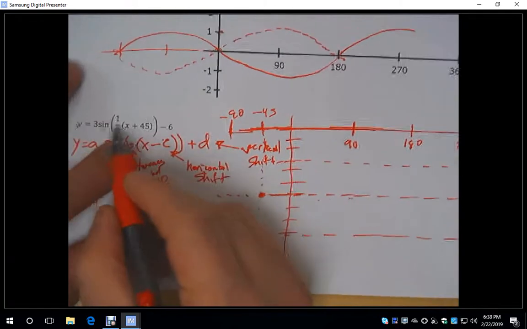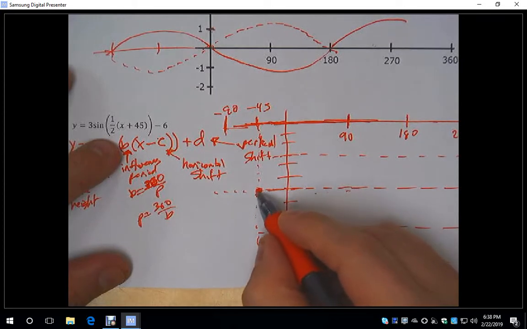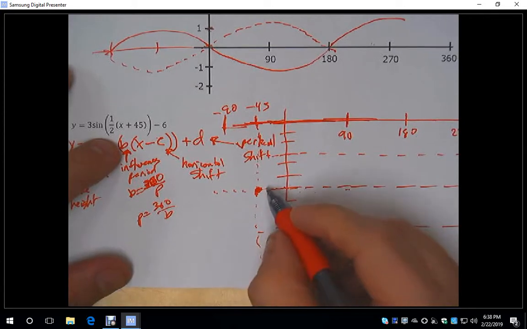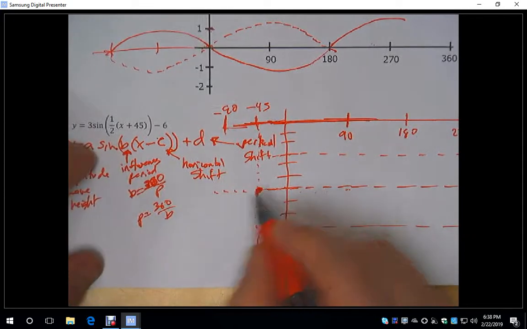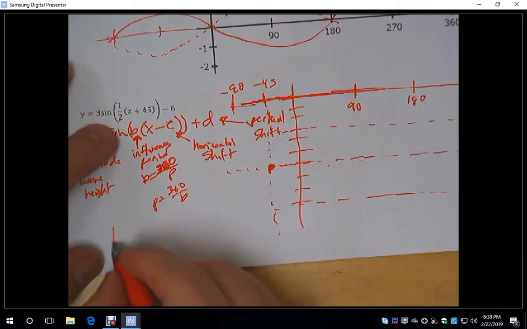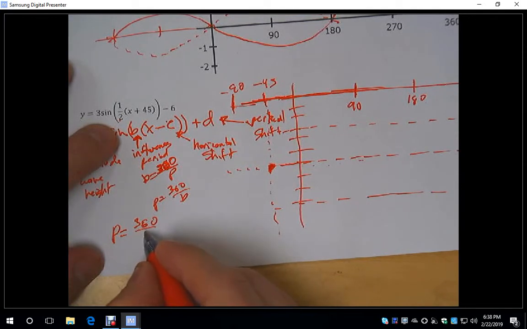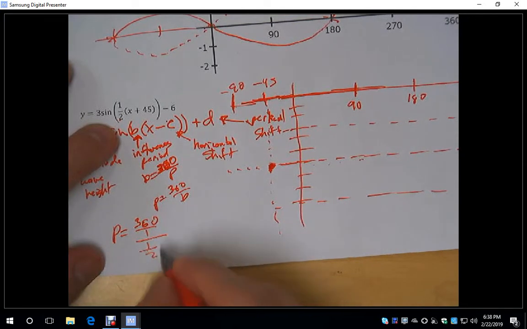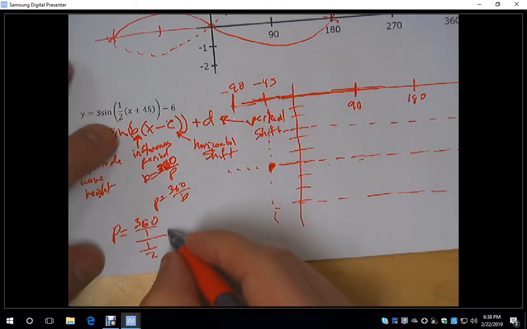Now, there is no reflection, so this will be my springtime, or my inflection point where I start to go back up. So I'll be going all the way up and all the way back down, starting at this particular point. Now, it does matter, this b value of 1/2 is relevant, so our period equals 360 degrees over 1/2. Well, 360 is the same thing as 360 over 1. Over 1/2, when we have a fraction divided by a fraction, we multiply, so that's going to give us 720?